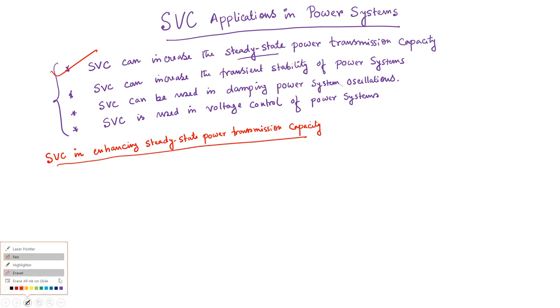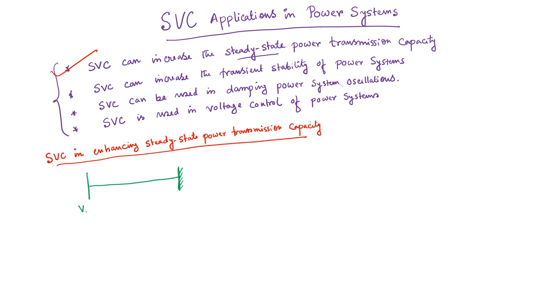Suppose this is a representation of a short transmission line connected to an infinite bus. It is a kind of single machine infinite bus system, where this voltage is represented by V1 at an angle delta, and this voltage is represented as V2 at an angle 0, that is the reference voltage. Our assumptions here are that this line is lossless, and second, that it is a short line.